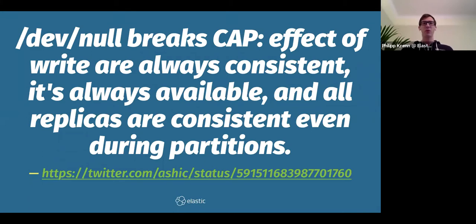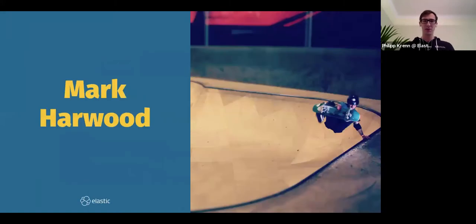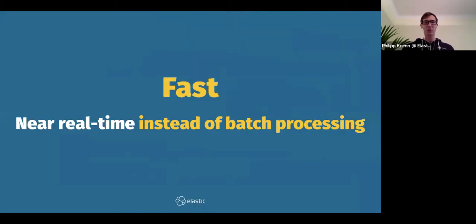Let's move on to the FAB theory. This one doesn't have a fancy paper. This is just a theory that one of our colleagues at Elastic came up with. This is the colleague, Mark, showing him at his favorite hobby. And he had kind of the same idea that there are 3 attributes that you want to have, but you can only have 2 at the same time. So the idea is very similar, but let's dive into the attributes that you have.